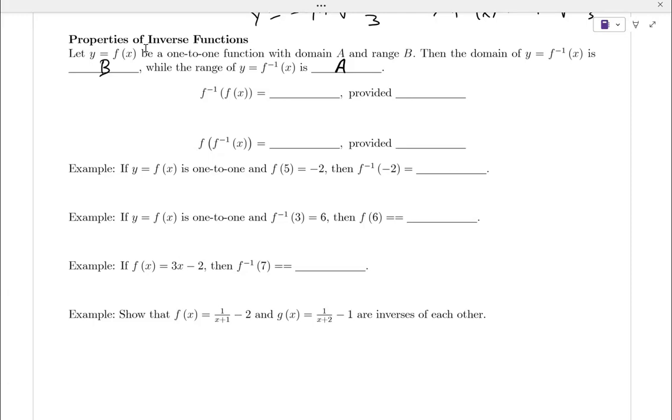This is composition, right? F inverse of f of x. If I do the function and then undo it, where should I end up? Where I started, right? What did we start with? X. So we started with x, we should end with x, all right? This should be x.